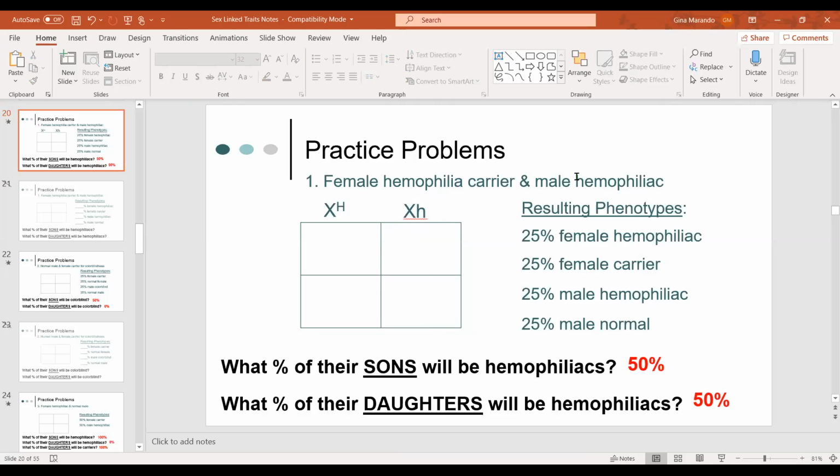Then the male is a hemophiliac. So he's a male, so he's going to have an X and a Y, but his X is going to be the recessive one, just like the female that she's carrying. So the male's X is going to be with that recessive h for hemophilia, and then his other allele is going to just be a Y. So I'm just going to make a Y for him and drag it over. So this is how you will set up a cross between these two types of parents.